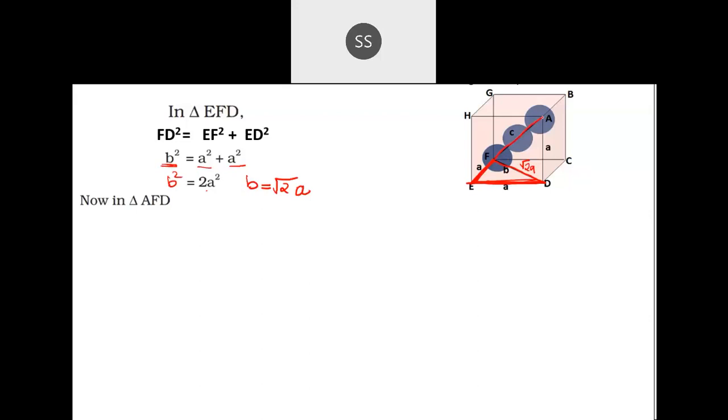Once you got this value, root 2 a, now go for this triangle AFD. AF is your hypotenuse, so AF square is equal to the sum of the squares of the other two sides, that is AD square plus FD square. This AF is a different length, so I have considered that as c. So c square is equal to AD, which is a square, plus FD, which we have considered as b, so b square. Now substitute the value: b square we got as 2a square.